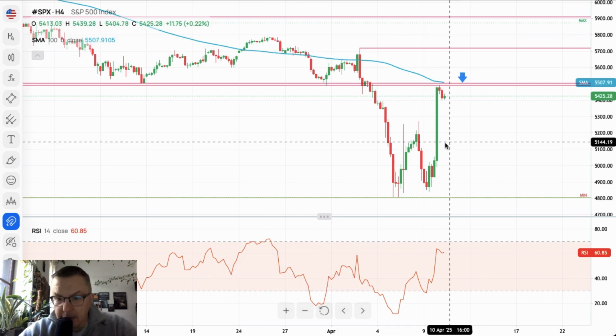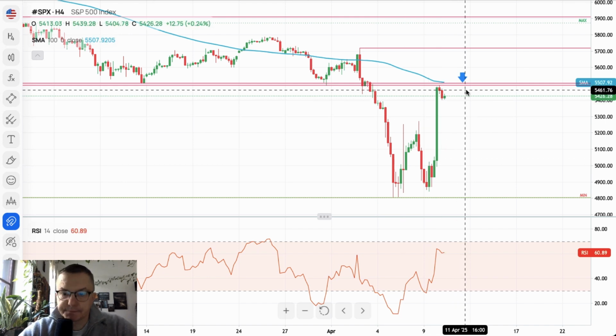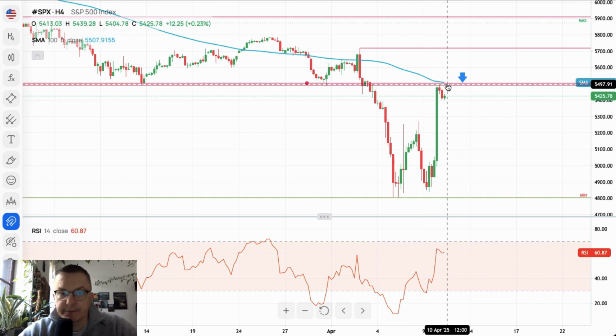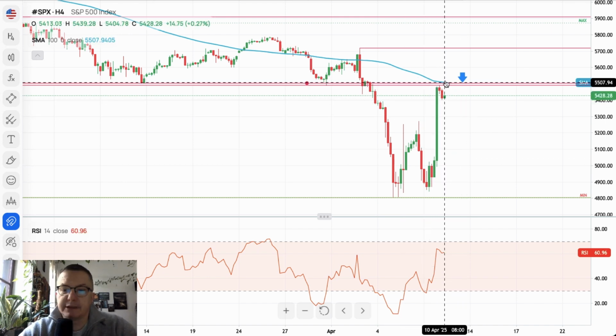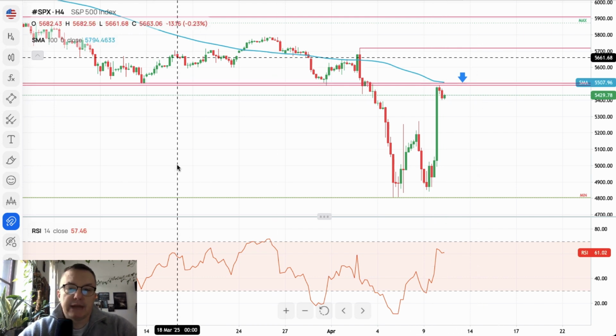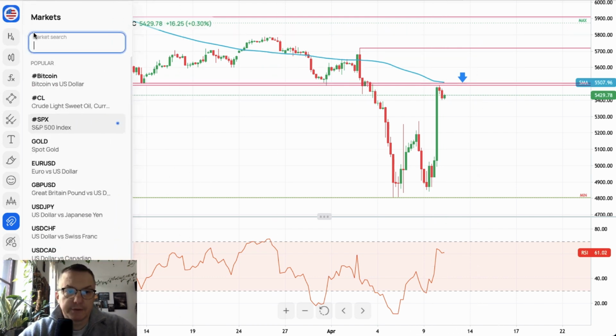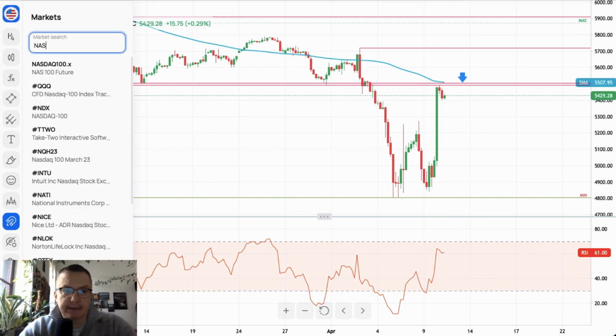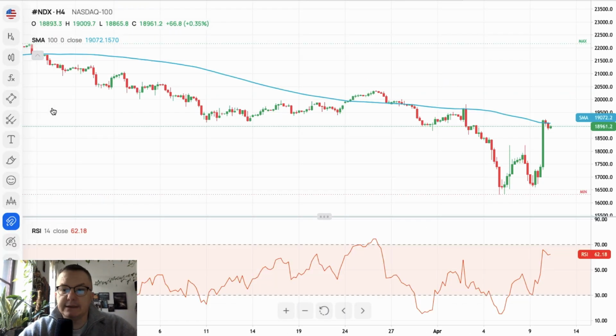But for now, we are below the trend line, below the technical resistance, below the moving average. Let's wait and see what this market will do. NASDAQ 100, let's just take a look at this index here.